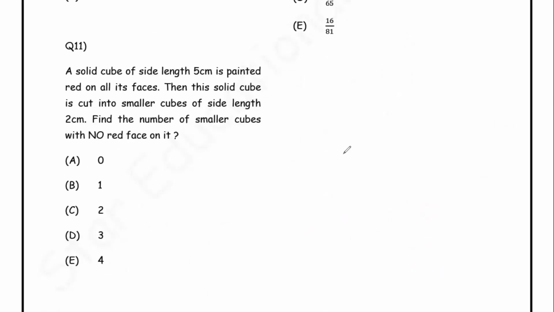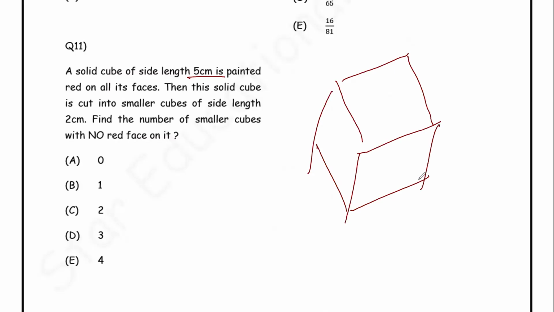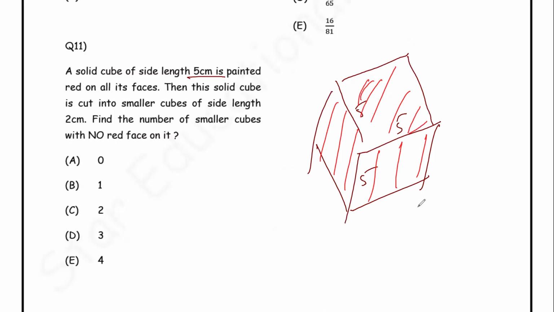Question 11. A solid cube of side length 5 centimeters. So now this is a proper solid cube of side length 5 centimeters, 5, 5, and 5, painted red on all its surfaces. There are 6 surfaces, so it's painted red on all its surfaces. Then this solid cube is cut into smaller cubes of side length 2 centimeters.